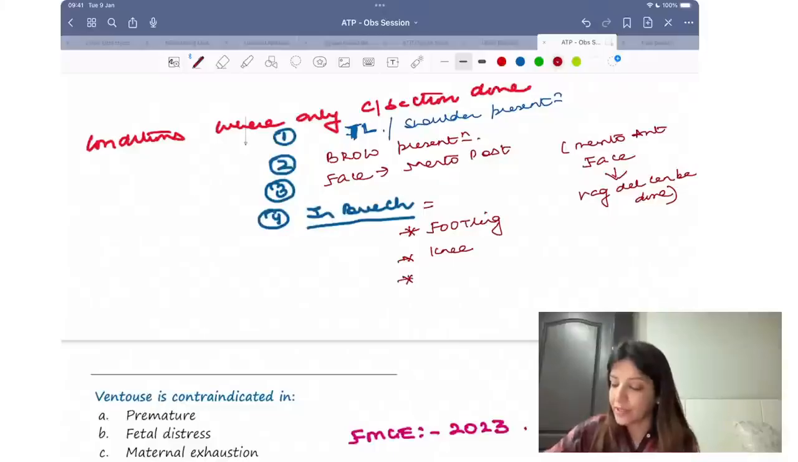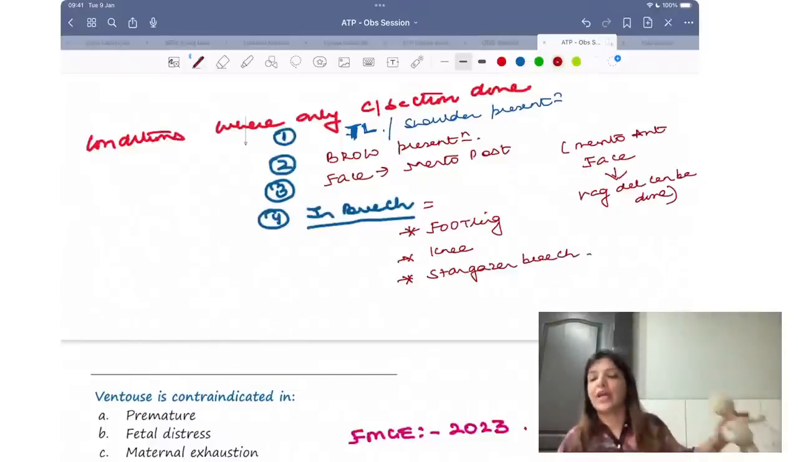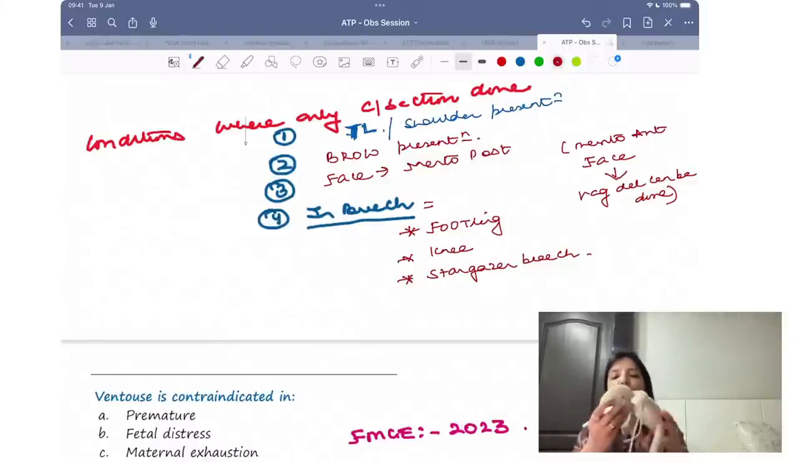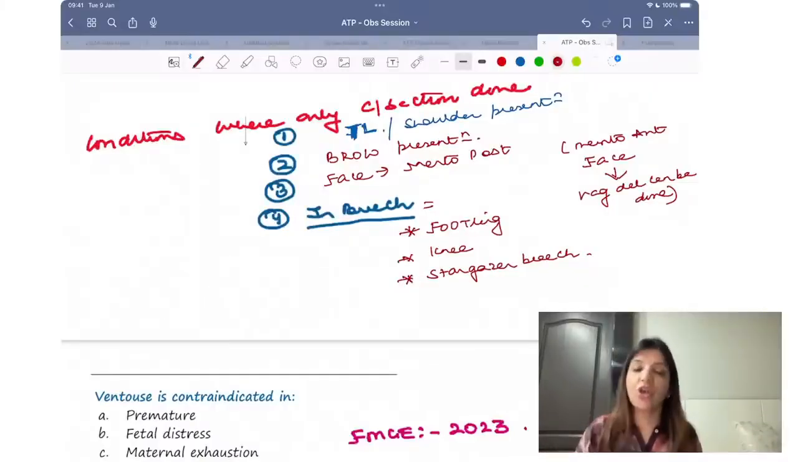And if it is a stargazer breech. Now, what is a stargazer breech? I told you, normally all parts of the baby are flexed. So in breech also the head of the baby is flexed. But in breech, if the head of the baby is extended, it appears as if it is counting the stars, and that is what is called stargazer breech presentation. So in stargazer breech presentation, you have to do a cesarean section.